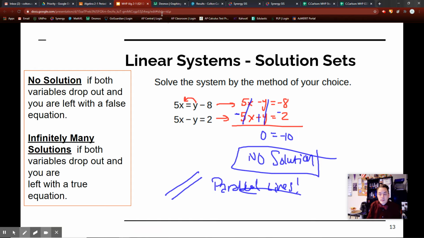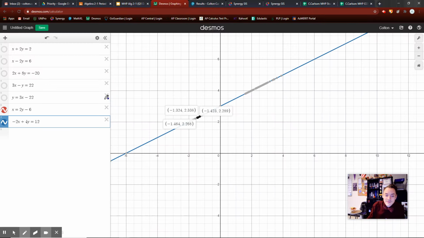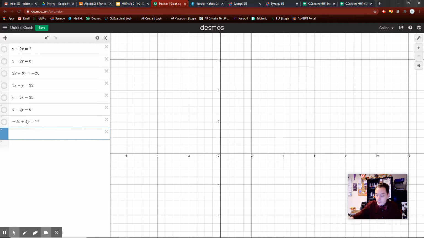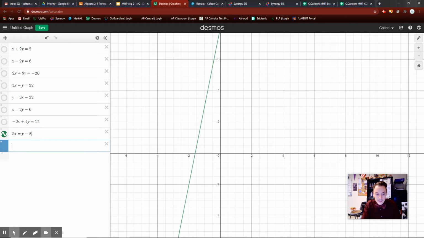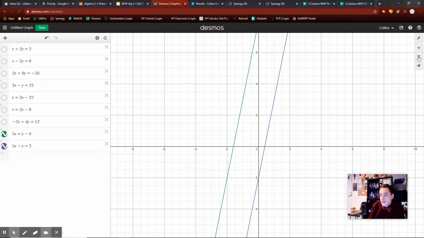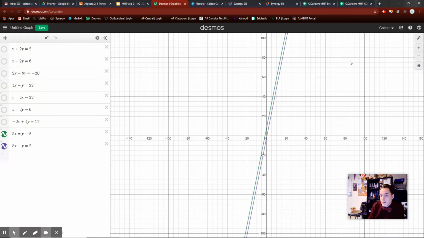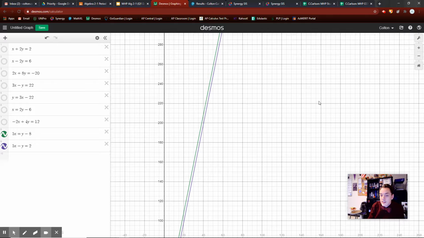What does that look like on Desmos? Well, let's find out. Okay, turn these off. Let's plug them in. So I plug in 5x equals y minus 8, and my next one was 5x minus y equals 2. Now look at what this is. Even if I zoom out, they never intersect.